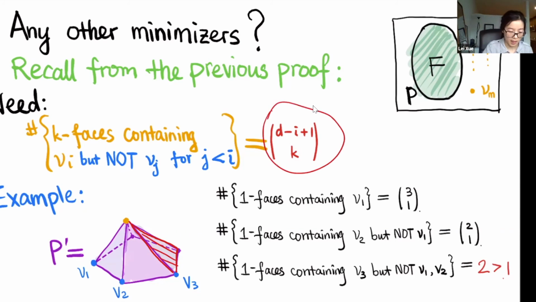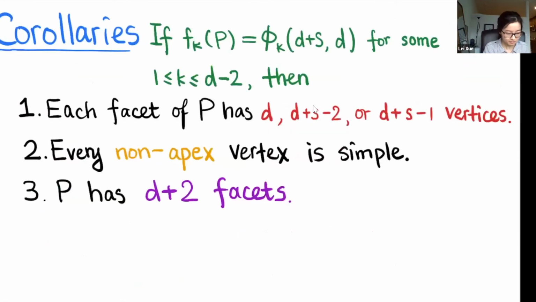Okay, so let's count the facets that a polytope must have if we want this equality to be true. So we first have this facet that we pick first, F, and there should be exactly d facets containing v1, and 1 facet containing v2 but not v1. And then we shouldn't have any facet left. That will give us the third corollary, which is the strongest one, I believe. It says that such a polytope should have exactly d+2 facets.